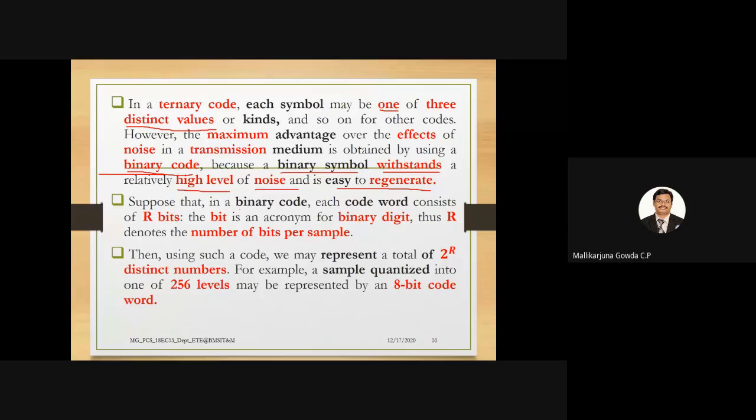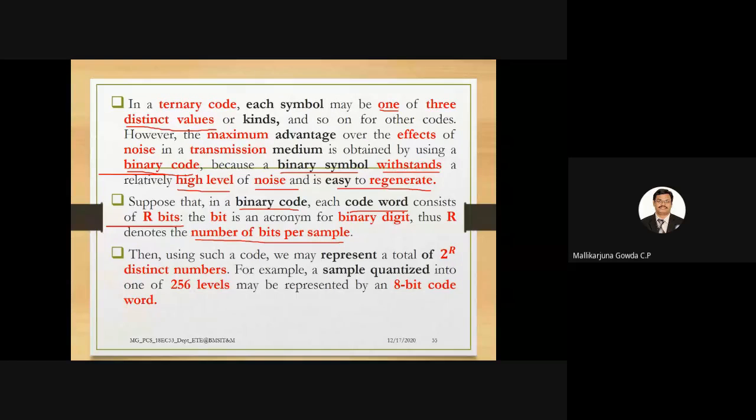So in case of binary code, each code word consists of R bits. Then, you know what a bit is, right? It's a binary digit. So R denotes the number of bits per sample.